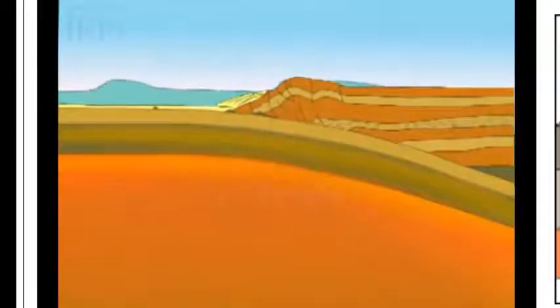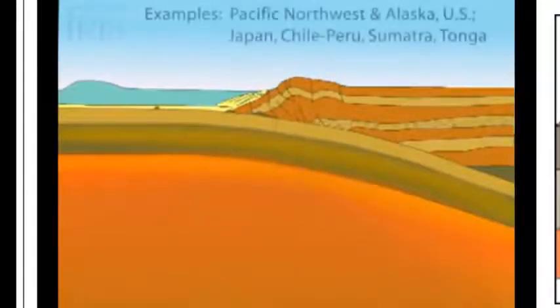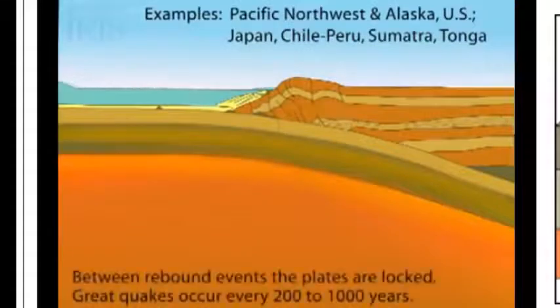Tsunamis occur when the ground beneath the ocean is displaced, as it does in the simplified animation. This cycle of locking and building stress, followed by catastrophic release, repeats every few hundred years.